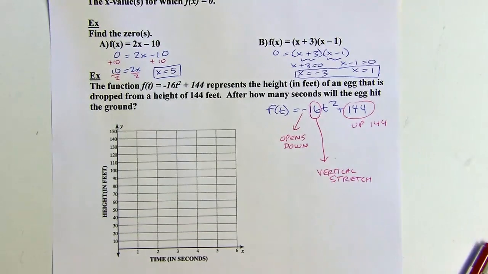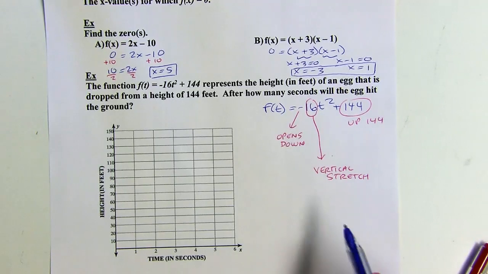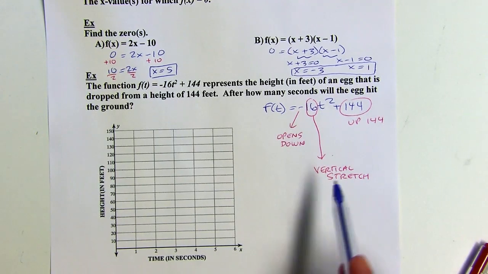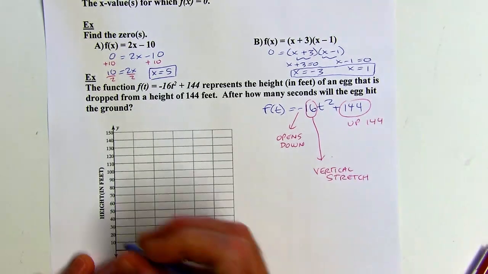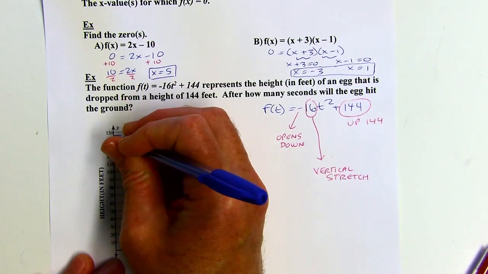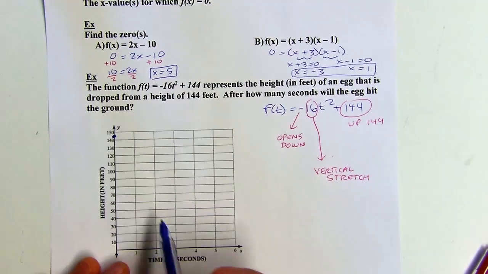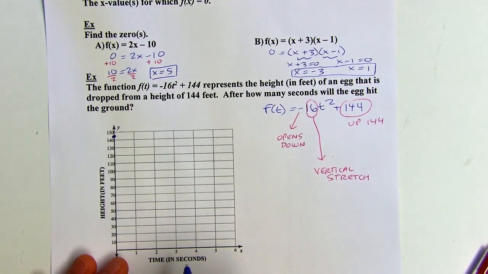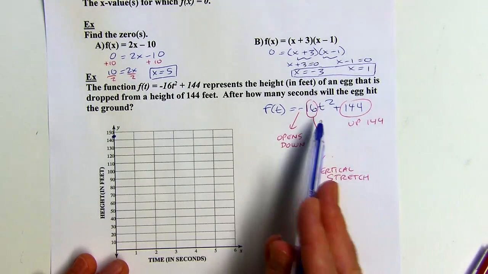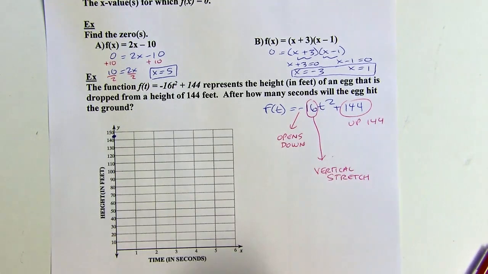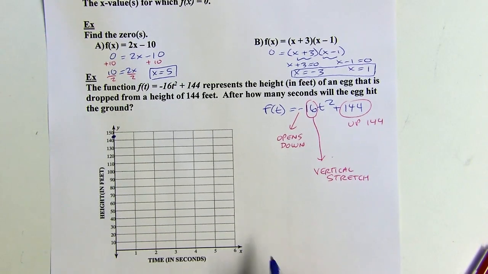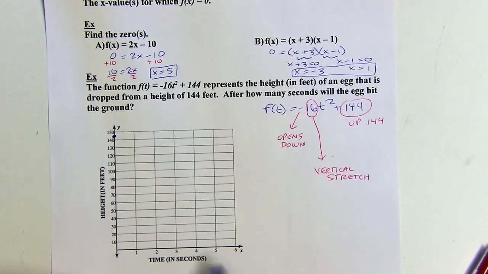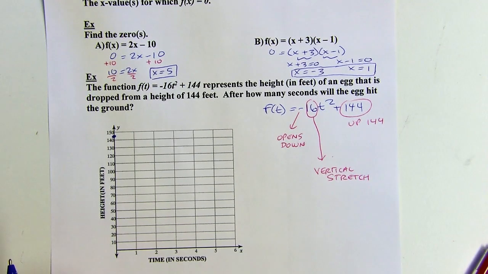Okay, so let's see what happens here. The vertex moves up 144, so I'm going to have to eyeball this. 144 is something like that, and then it's going to open down from there. Okay, so we're going to have a big vertical stretch, but you notice the scale on here. We can make an xy table. So I'd only be looking at x values, or t values I should say, of 1, 2, 3, 4, 5, and 6 if I did that, okay?